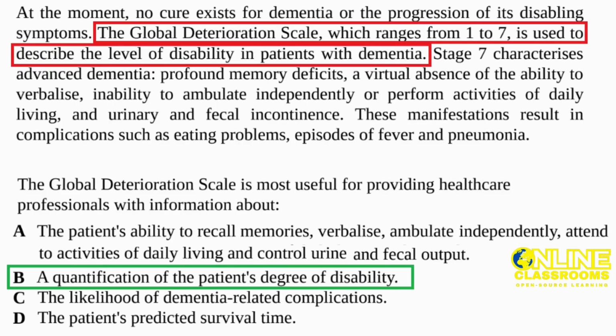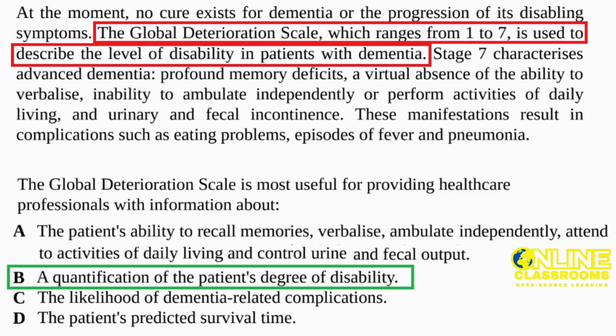The paragraph discusses the Global Deterioration Scale and its application in describing the level of disability in patients with dementia. It mentions that Stage 7 of the scale characterizes advanced dementia, with specific symptoms and complications. The question asks about the information that the Global Deterioration Scale provides to healthcare professionals. Let's analyze each option and see which one is correct based on the information provided in the paragraph.